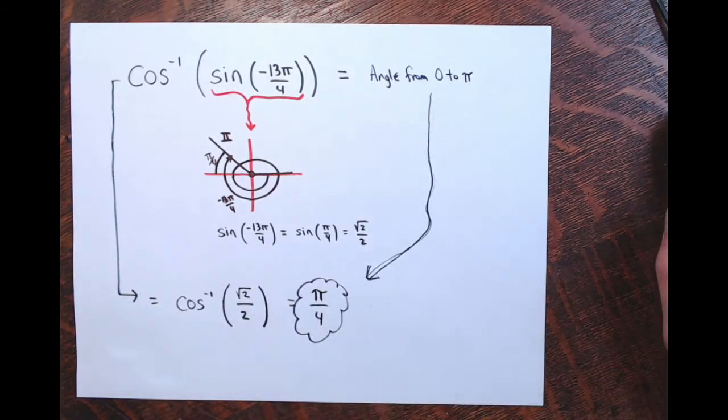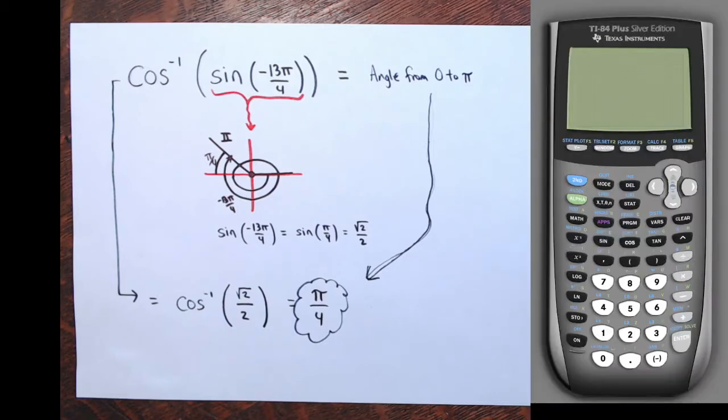Again, let me just double check this. Let me verify it with my calculator. So again, I'm in radian mode. Let me clear the old stuff. I'm going to take the inverse cosine of the sine of negative 13 pi over 4. Close those parentheses, and I'm getting positive 0.7853 blah blah blah blah. Hopefully that's pi divided by 4, like I have here. Pi over 4 is indeed the same value. So I did a good job.